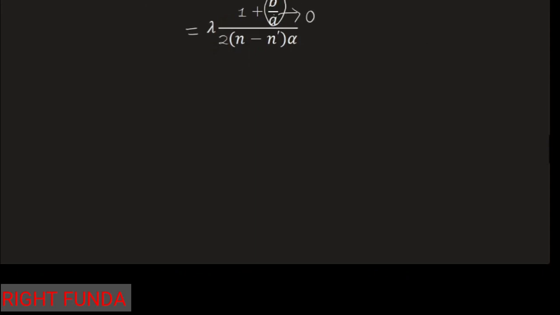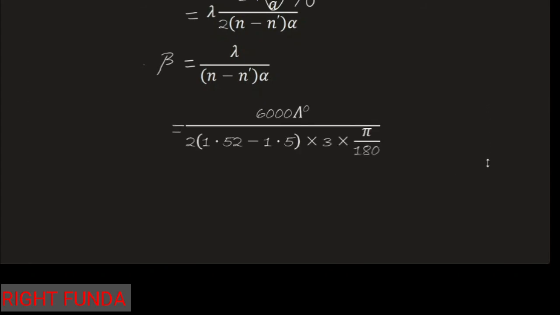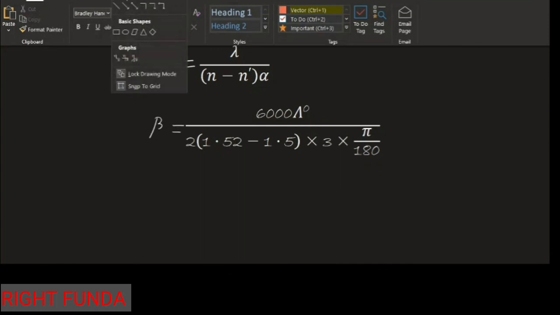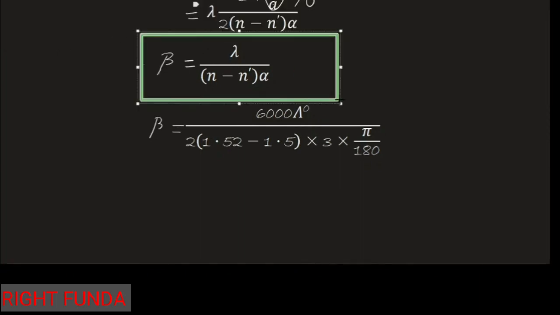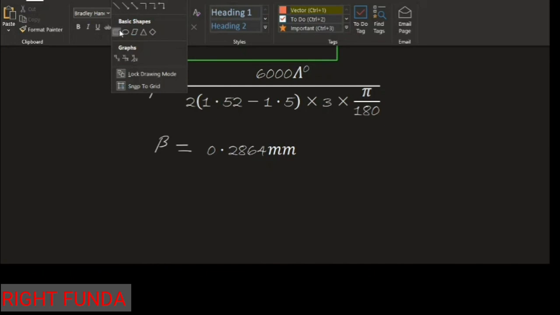So if I substitute the values, I get the equation beta is equal to lambda divided by 2 times (n minus n dash) into alpha. We can substitute the values: lambda equals 6922, n is equal to 1.52, n dash equal to 1.5, and alpha is given as 3 degrees. If we convert 3 degrees into radians and substitute the values, then beta, which the question asks us to calculate, comes out to be 0.2864 millimeter.